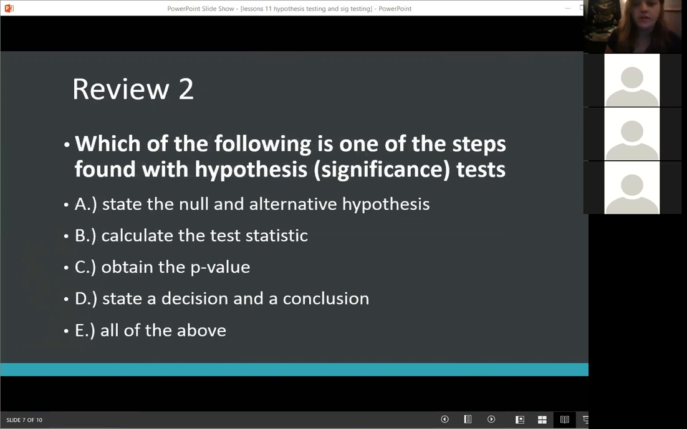Okay, so which of the following is one of the steps found with hypothesis significance tests? A, state the null and alternative hypotheses, B, calculate the test statistic, C, obtain the p-value, D, state a decision and a conclusion, or E, all of the above. So go ahead and try this one out and let me know what you think.